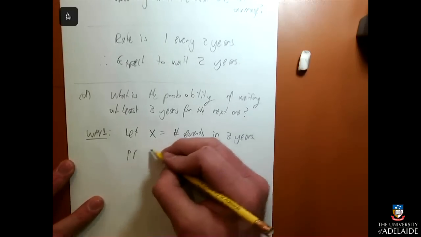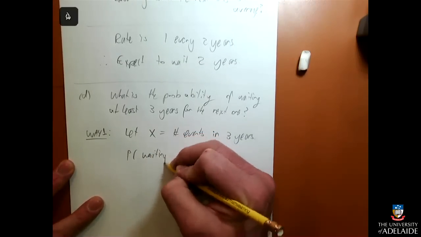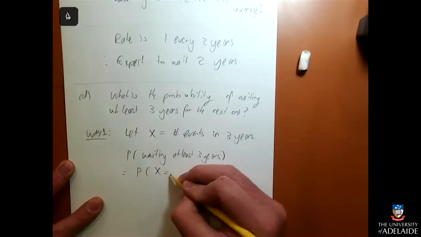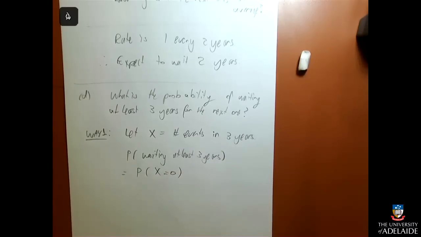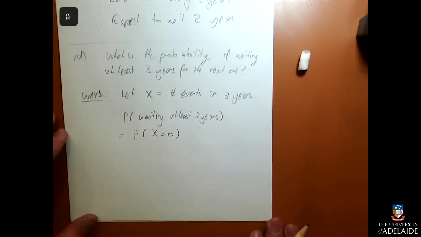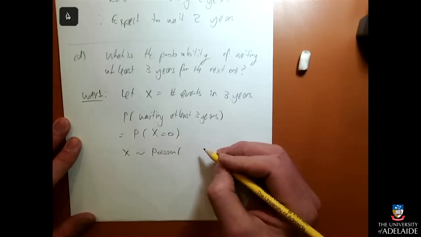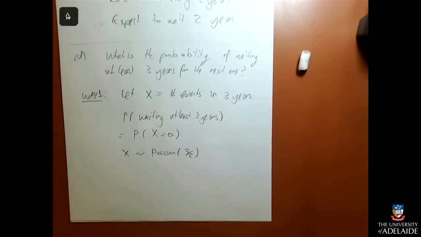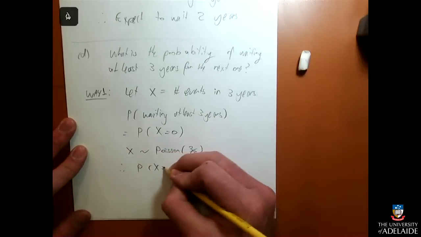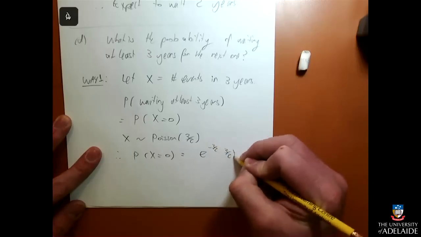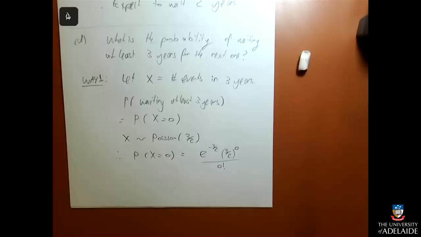Then I want the probability of waiting at least 3 years. It's the probability that the number you observe in 3 years is zero. But x is a Poisson distribution with mean 3 over 2. They happen every 2 years, you expect 1.5 to happen in 3 years. And so therefore, the probability that x is equal to 0 is e to the minus 3 on 2 to the 0, over 0 factorial. Which is just e to the minus 3 on 2.